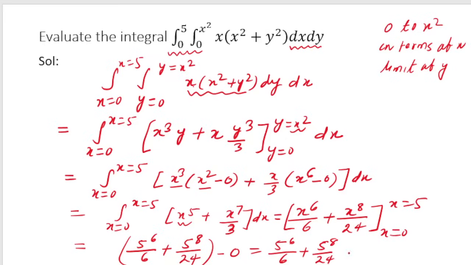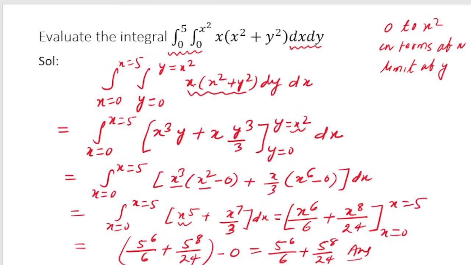I am leaving this part, you can evaluate it just to be clear what it basically is. This is a big calculation, so I am leaving it. This is the answer; you simplify it and get the answer. So this is the very first type of problem.